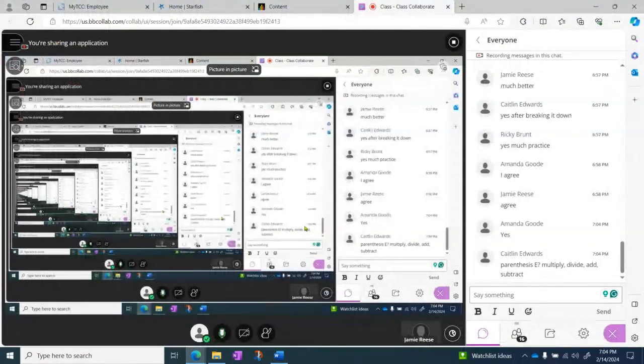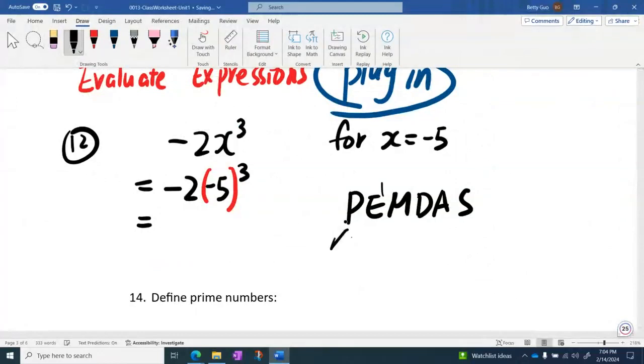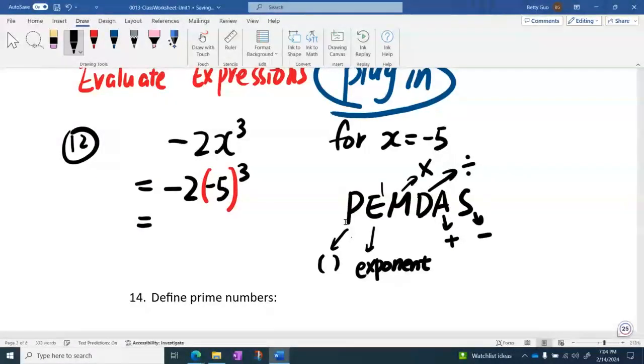P means parentheses. E means exponent. Let me explain those letters. M means multiply, D is divide, A is adding, S is subtract. That is one of the 3 rules about the correct order of operations. We only use this rule today. If we use another 2 rules, I'll let you know.